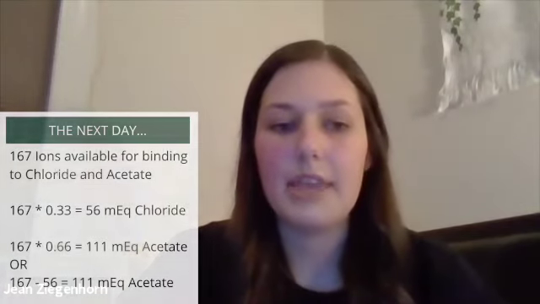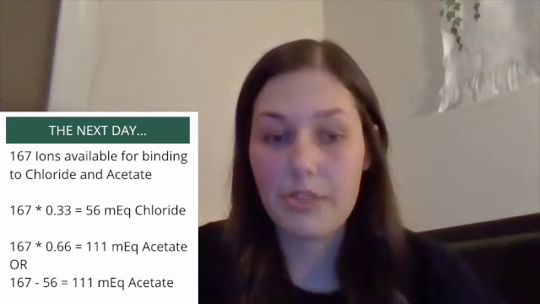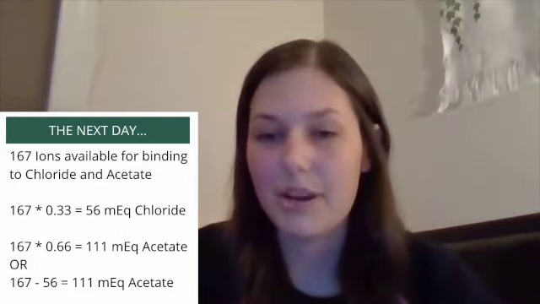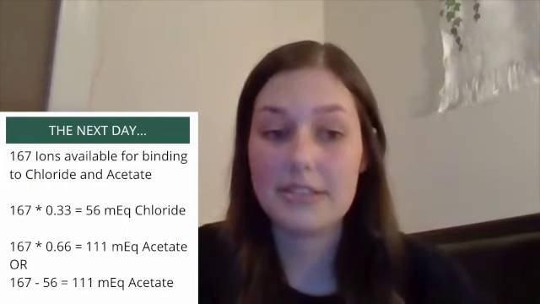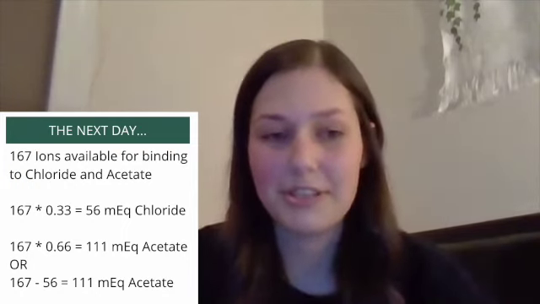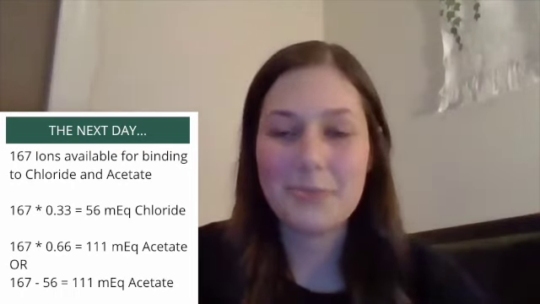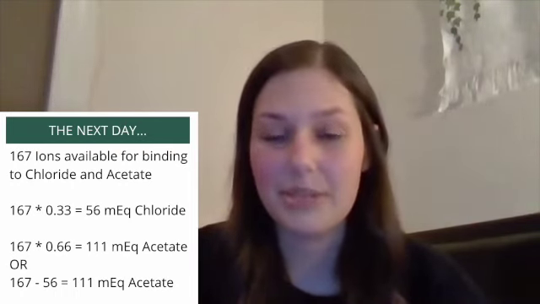So we're going to take our 167 milliequivalents and multiply that by 1/3 to get 56 milliequivalents of chloride. We're going to take the 167 and multiply it by 2/3, or just subtract 56, and we end up with 111 milliequivalents of acetate that we need to provide. So we have options, right? We could do any combination of potassium chloride, potassium acetate, sodium chloride, whatever combination it might be, to get to those total numbers of 56 milliequivalents of chloride and 111 milliequivalents of acetate.